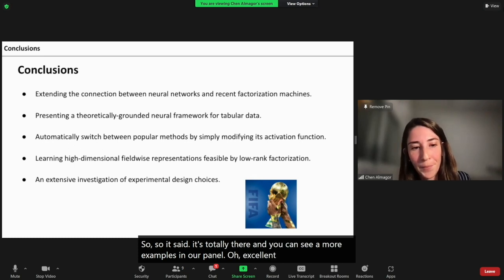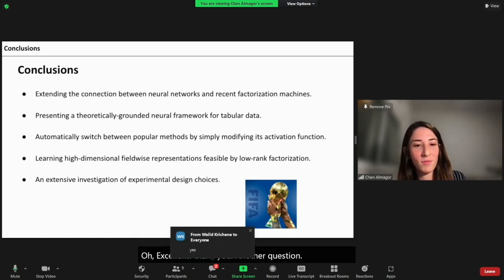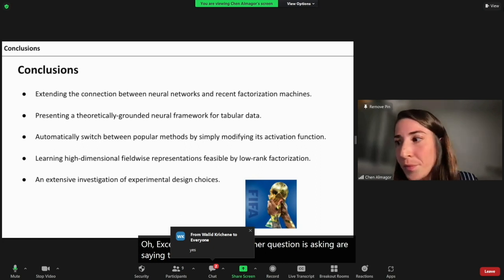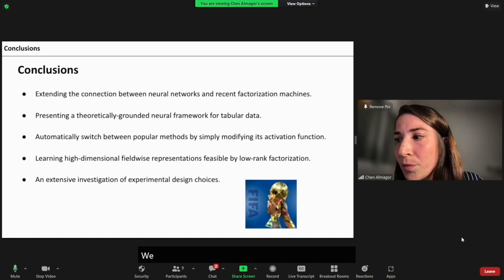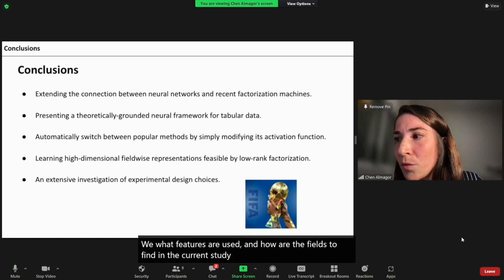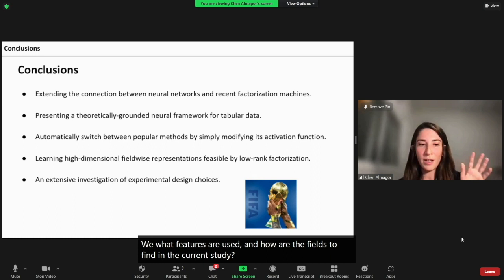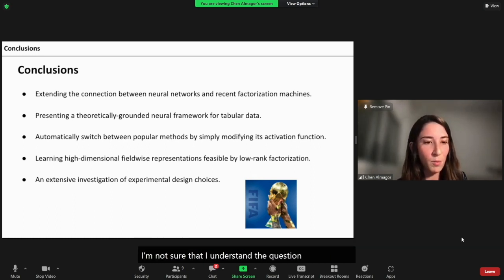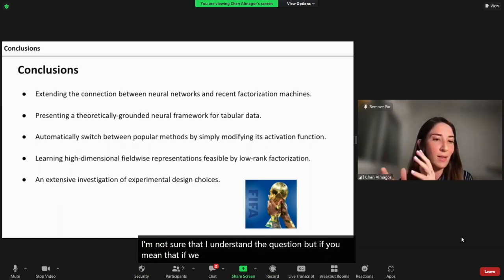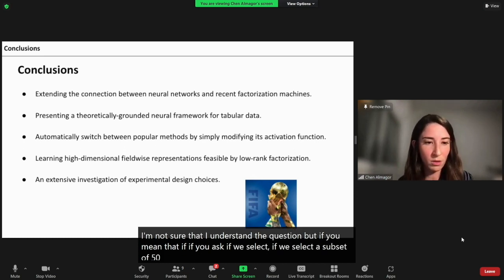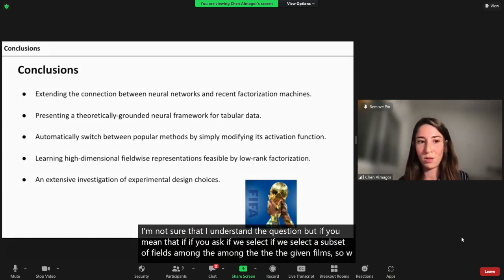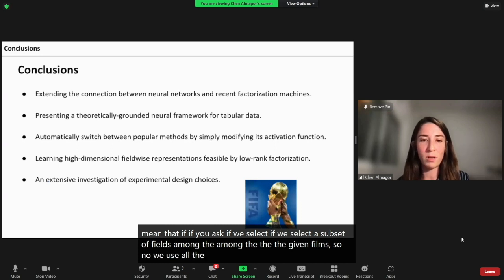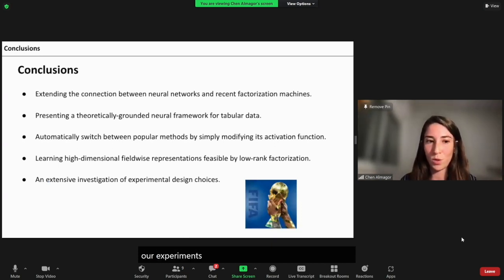Another question is saying that factorization machines using fields are sensitive to field definitions and the features used. What features are used, and how are the fields defined in the current study? I'm not sure that I understand the question, but if you're asking whether we selected a subset of fields among the given fields, no, we use all the fields in our experiments. If this was the question.